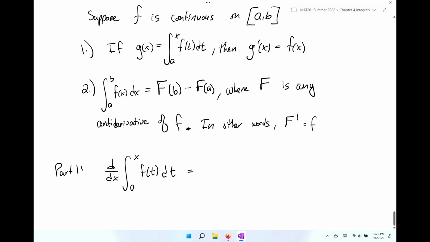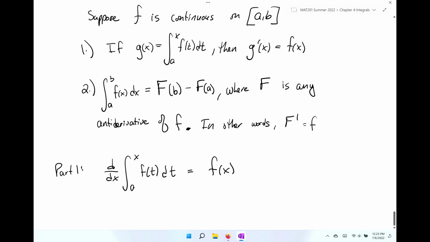Part 1 says that if you take the derivative of the integral, they're inverse processes. It's going to be very bad of me to say this, but if you want to think of it as canceling themselves out, it kind of does, but it doesn't. What it's telling you is that if you integrate and then take the derivative, it's like zippering a jacket up and then zippering it down. You're left with whatever function you started with.